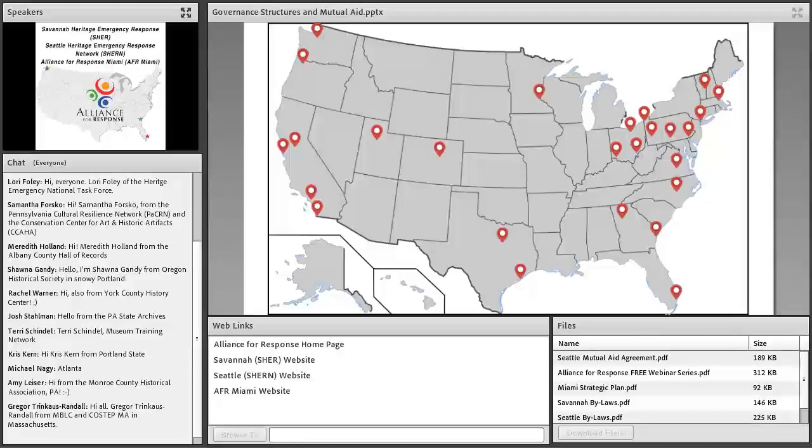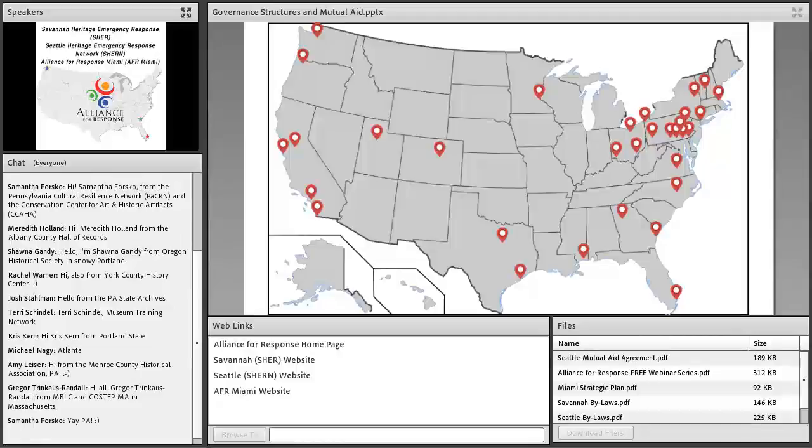At the end of 2015, we had networks here. And at the end of this year, we've seen even more growth, especially in the Pennsylvania area, thanks to some of the efforts of Samantha Forsco and CCAHA to bring online additional new Alliance for Response groups in Pennsylvania. And I hope that many of those groups are joining us here today to get some ideas of how to build their networks.